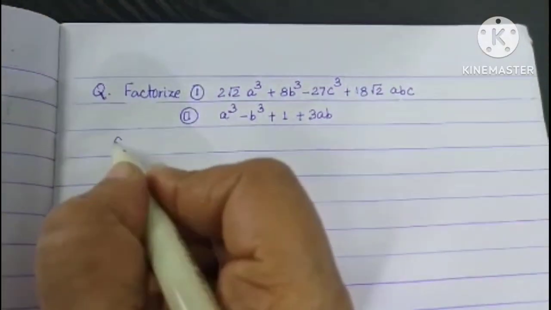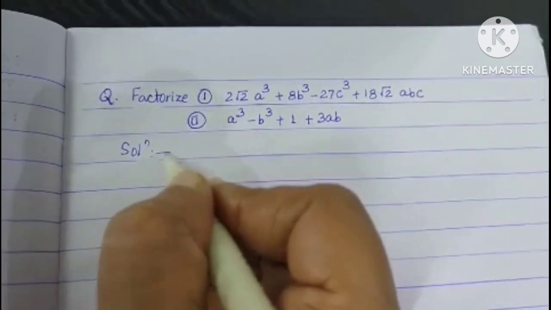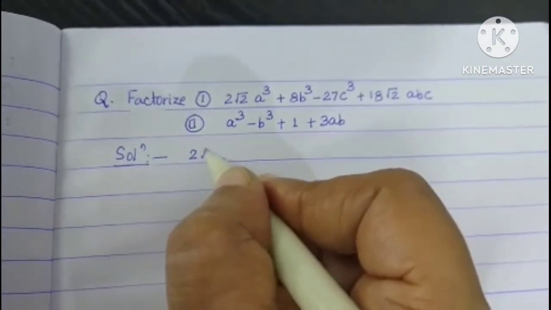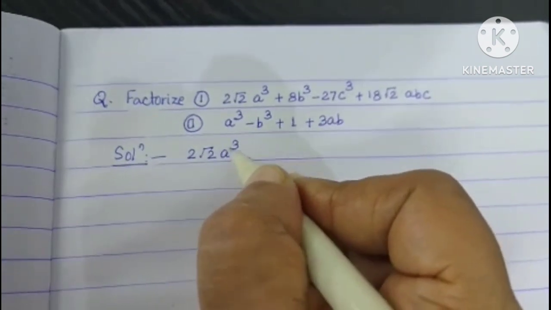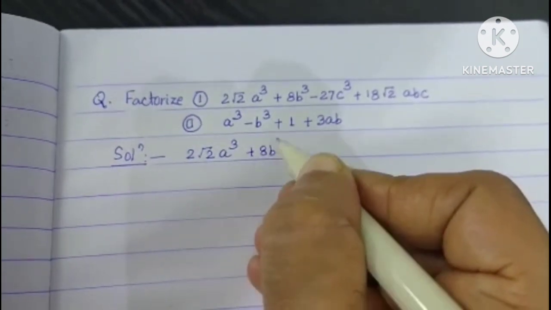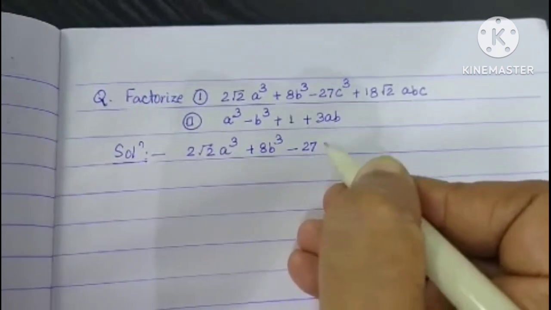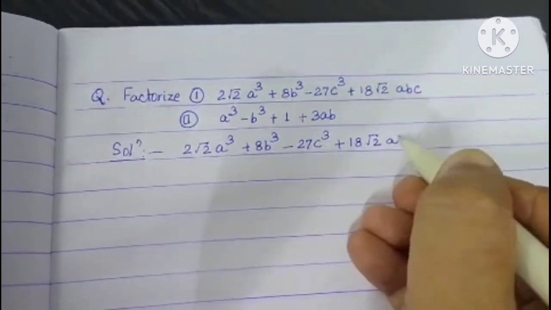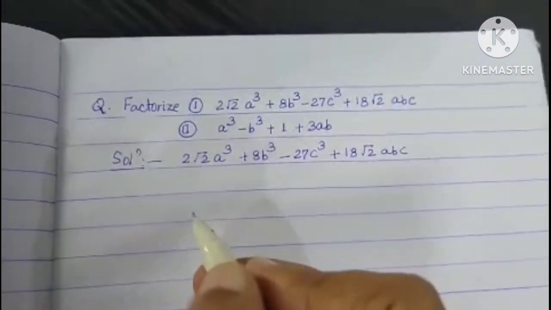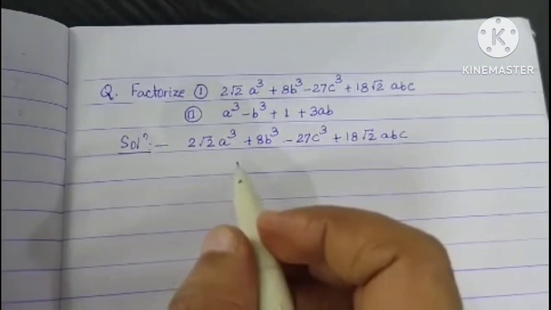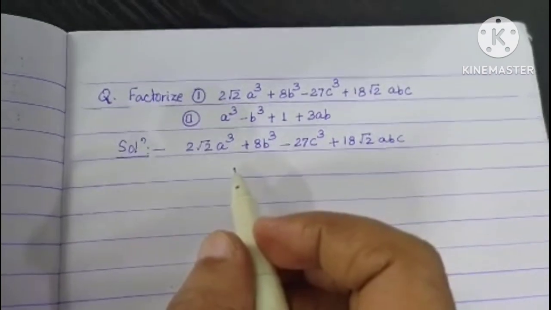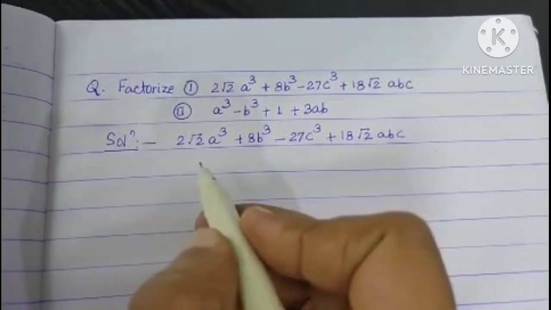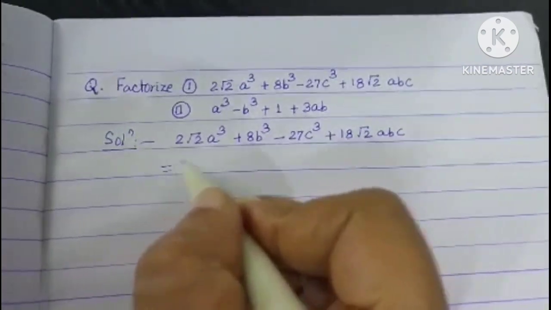So let us solve these two problems one by one. First one is 2 root 2 a cube plus 8 b cube minus 27 c cube plus 18 root 2 abc. Our target is to write this in the form of x cube plus y cube plus z cube minus 3xyz, because it looks like that form. Okay, then we will factorize it. So let us write it.